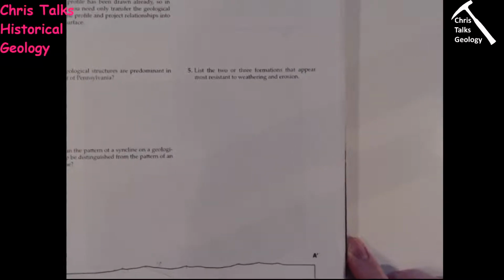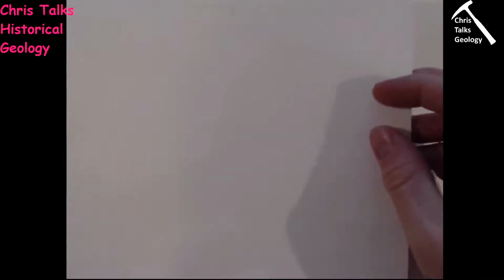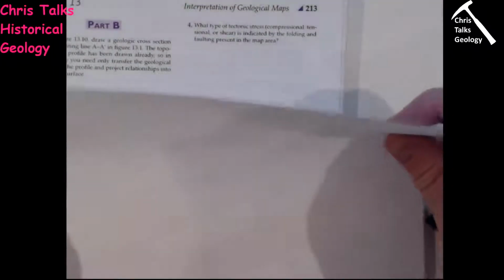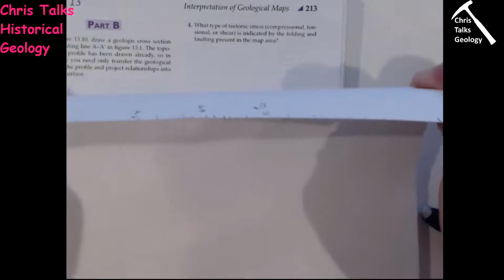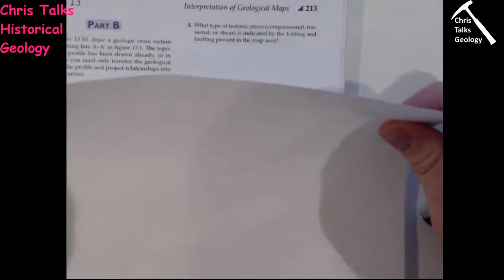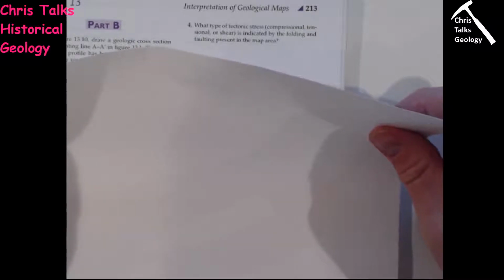Question 4. What type of tectonic stress, compressional, tensional, or shear, is indicated by the folding and faulting present in the map area? Well, we should probably be able to work this out quite easily. So if this is our layer of rock here, if we are extending it through tension, what happens? We stretch the paper and nothing. Well, that didn't really work, did it?